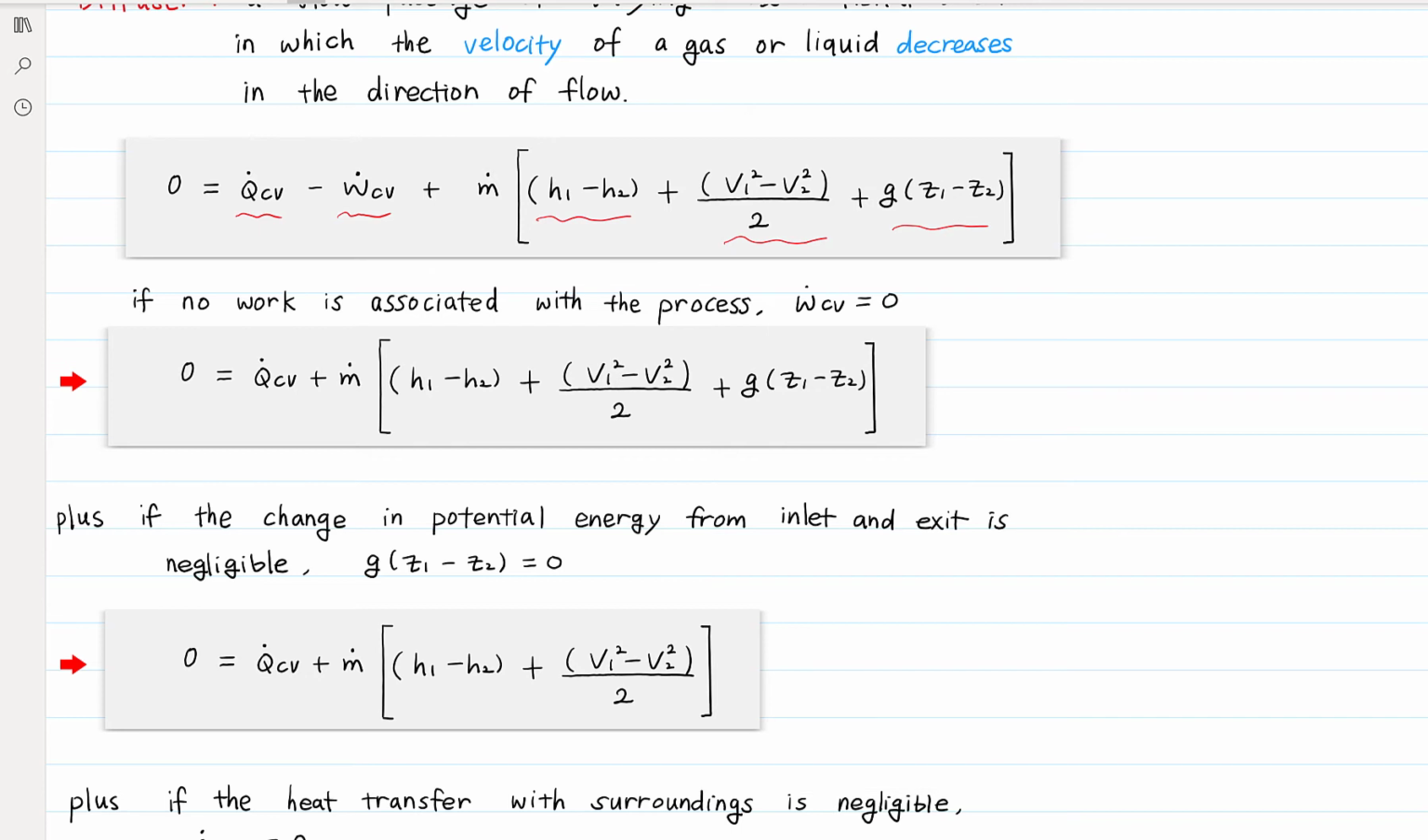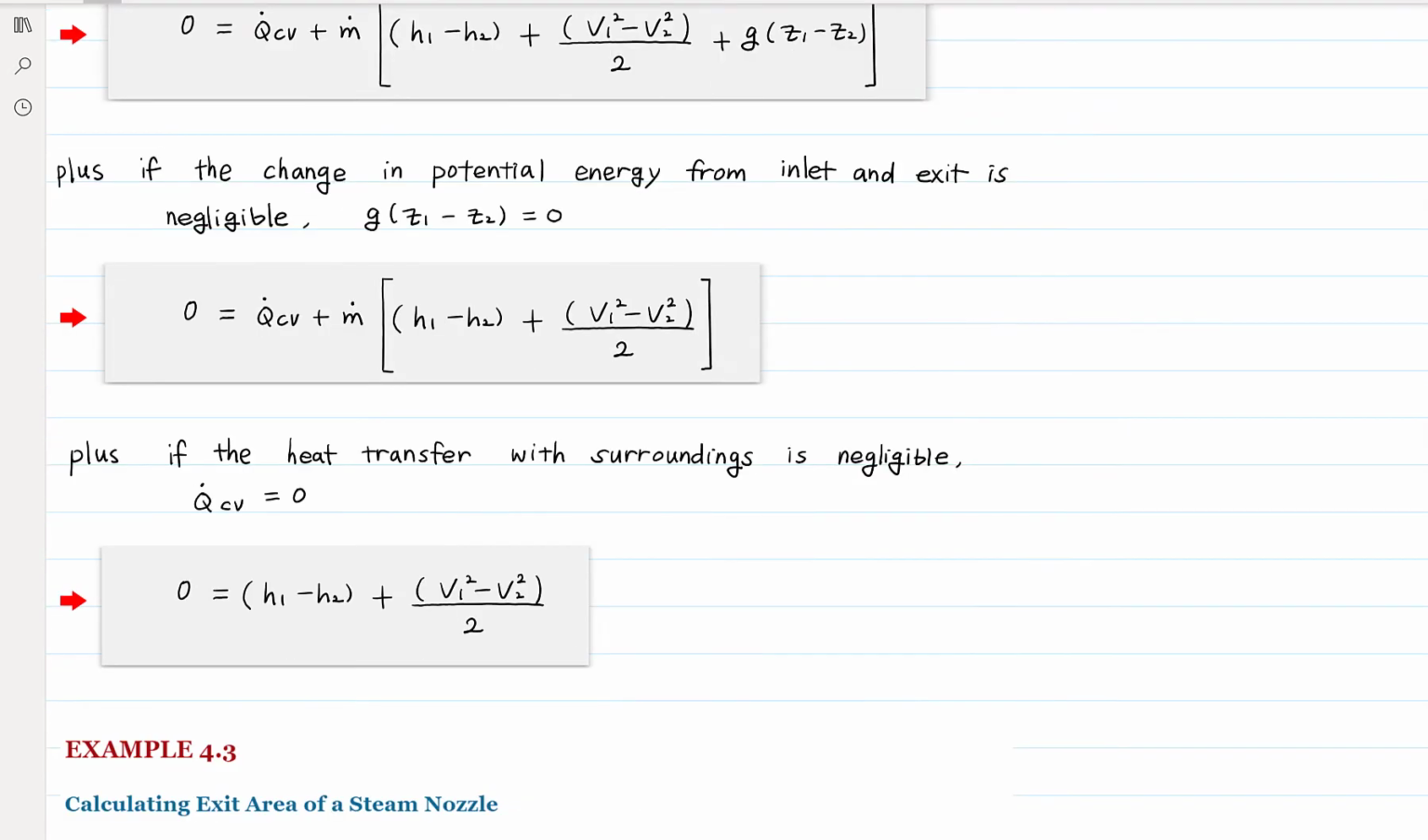So if no work is involved within the nozzles and diffusers, it drops out. If there is no potential energy change between the inlet and outlet of the device, it drops out. How about kinetic energy? There is a significant change in kinetic energy. V2 is greater than V1 for nozzles. V1 is greater than V2 for diffusers. So we will keep the change in kinetic energy.